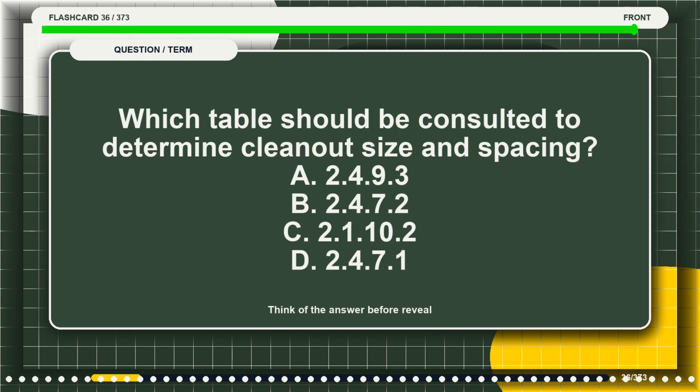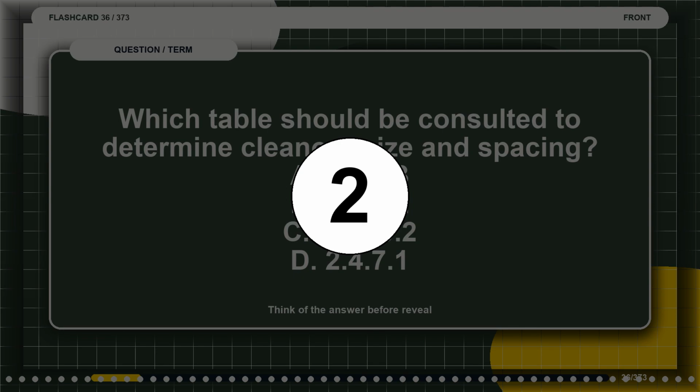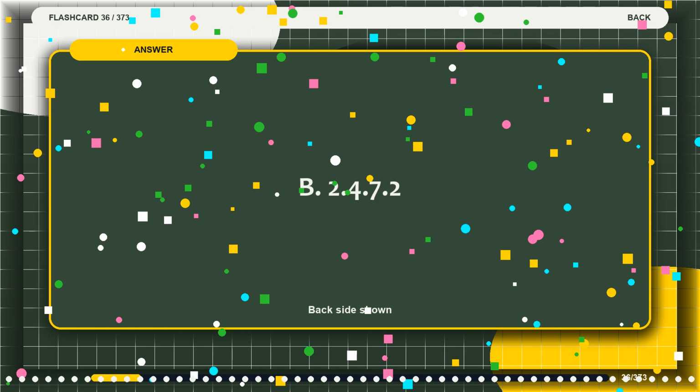Flashcard 36. Which table should be consulted to determine cleanout size and spacing? A. 2.4.9.3b. B. 2.4.7.2c. C. 2.1.10.2d. D. 2.4.7.1. Think of the answer before the reveal. The answer is B. 2.4.7.2.